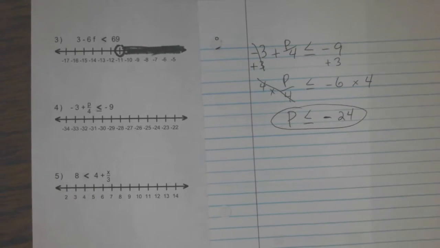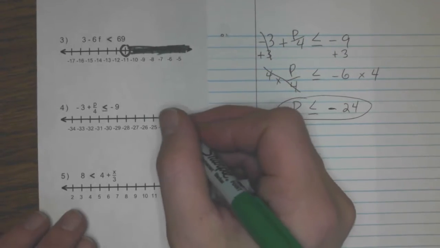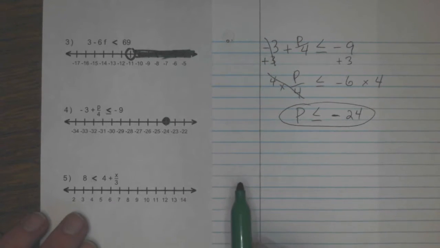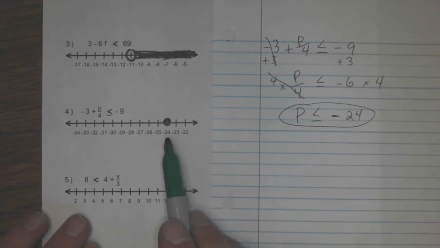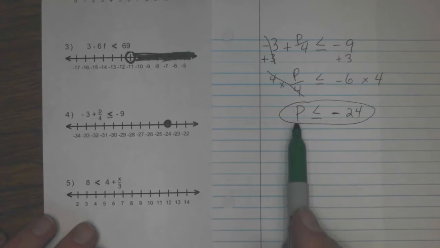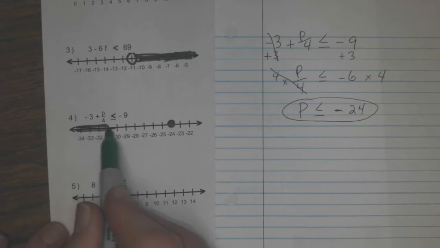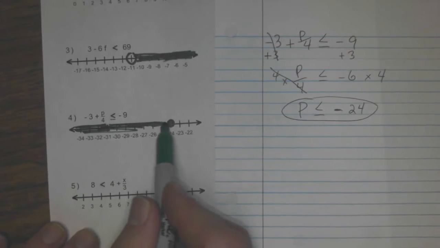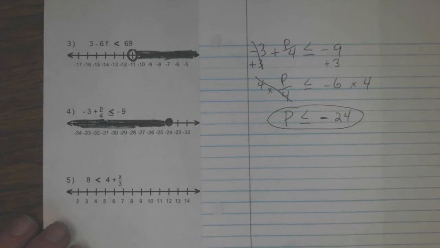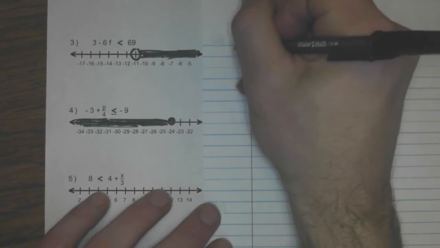So let's look at what that would look like on the graph. So I'm going to go to negative 24, and I'm going to shade it in. It's going to be a shaded in circle, because my answer could possibly include negative 24. But the answer, p, could also be less than negative 24. So I'm going to shade to the left. Less than, shade to the left. So there's the graph of number 4. That's number 4.